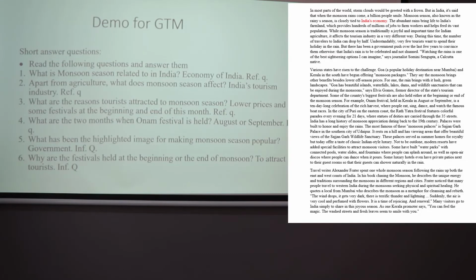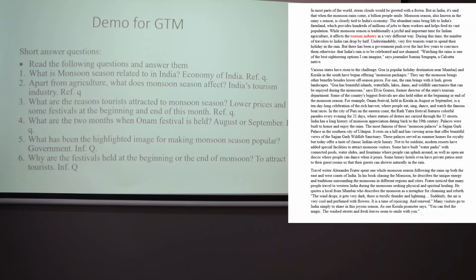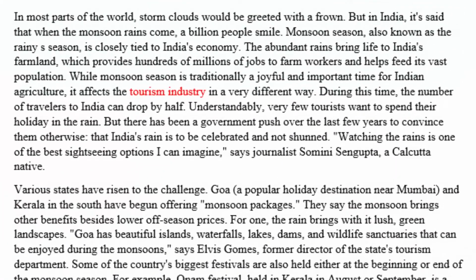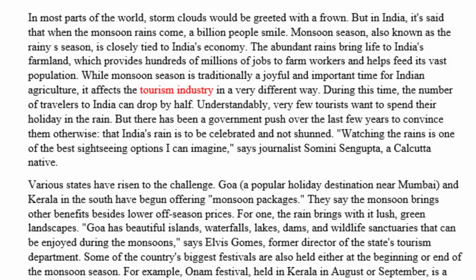Question number 2. Apart from agriculture, what does monsoon season affect? The answer is India's tourism industry. Again, if you pay attention to the passage, you can see that tourists come to this country in monsoon season. And it is directly mentioned in the passage. Because of this, we call it referential question.